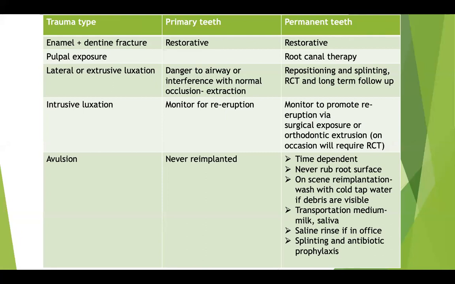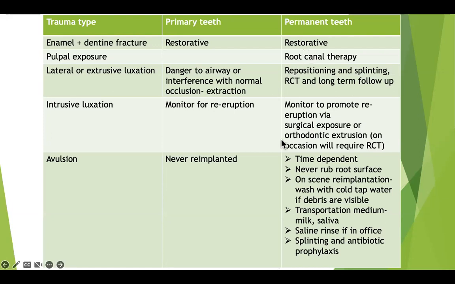So for the trauma type for teeth, in enamel and dentine fracture, for primary teeth, you can always do restorative treatment. For permanent teeth, you also do restorative treatment as long as there is no pulpal exposure. If there is pulpal exposure in primary teeth, you have to assess if it's going to affect the permanent successors. If it is, and you're not able to perform a pulpotomy, then you have to extract the tooth because it's only going to add bacteria and pain to the patient. And then for permanent teeth, you have to do root canal therapy if there is pulpal exposure.